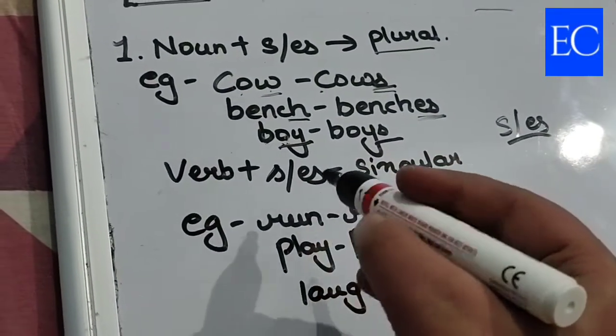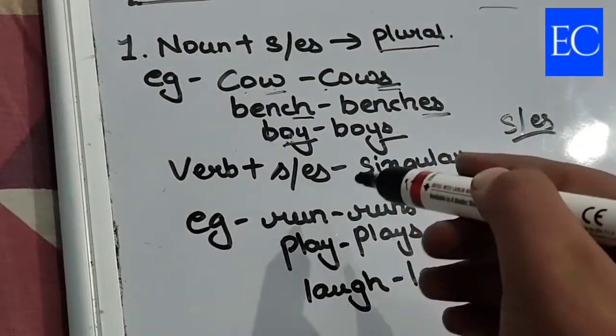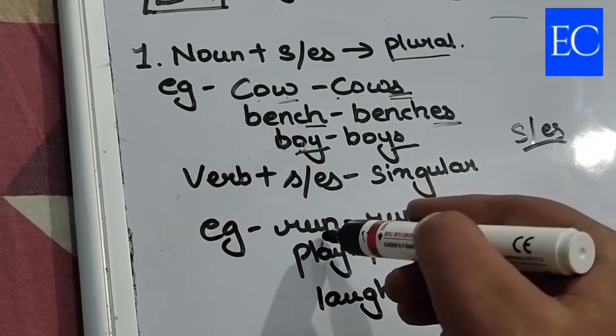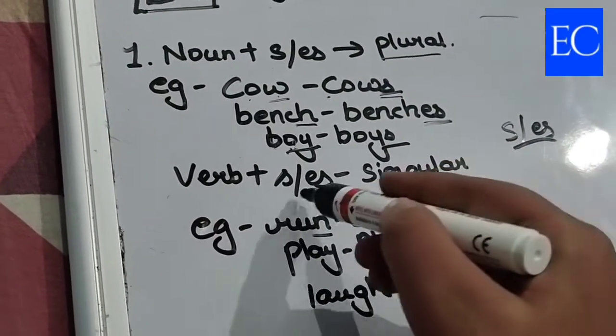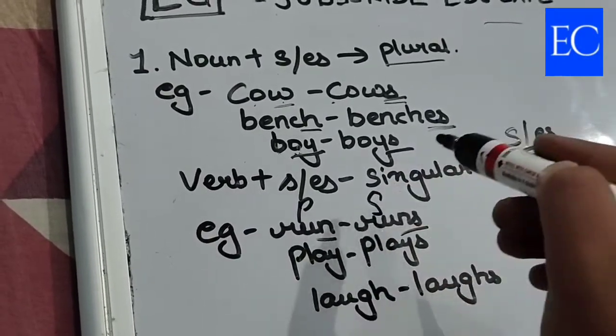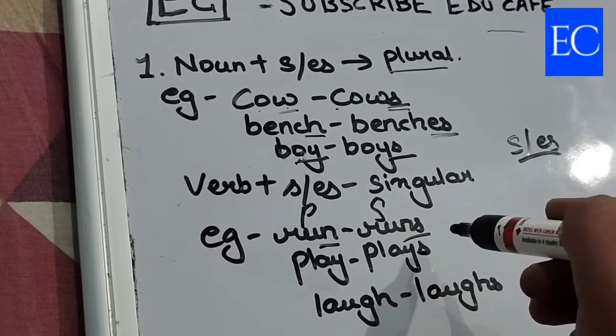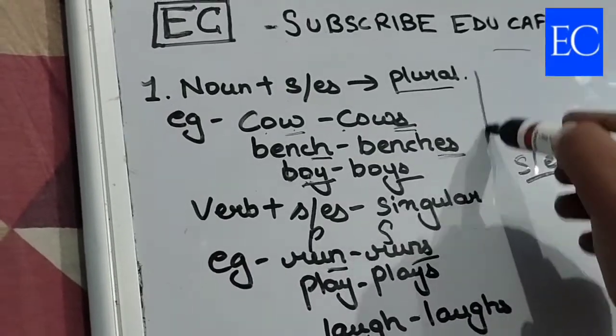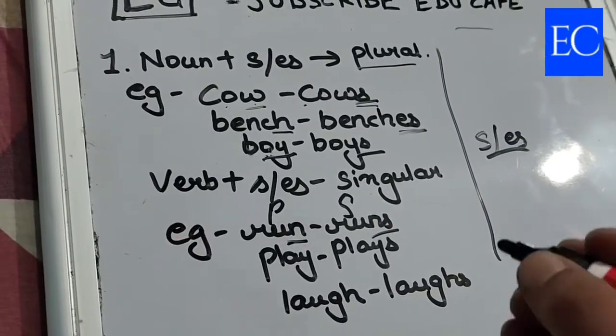But it is not the case with the verb. A verb becomes singular on adding s or es. This is run and this is runs. This is plural and this is singular. After adding s or es, verbs become singular. This is the first rule we have to study in subject-verb agreement.